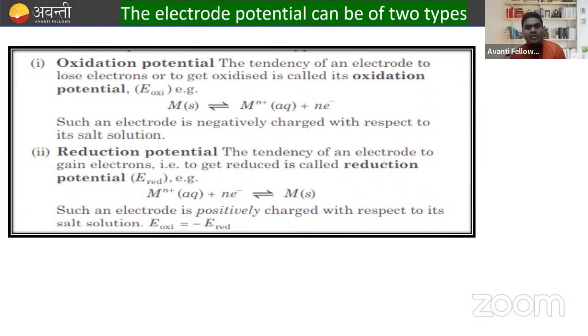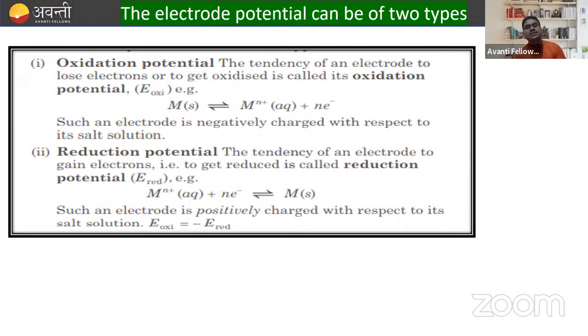So, how will you represent oxidation potential? Basically, we have two types of potential, the oxidation potential and the reduction potential. The tendency of an electrode to lose electrons or to get oxidized is called oxidation potential. Such an electrode is always negatively charged with respect to its salt solution.